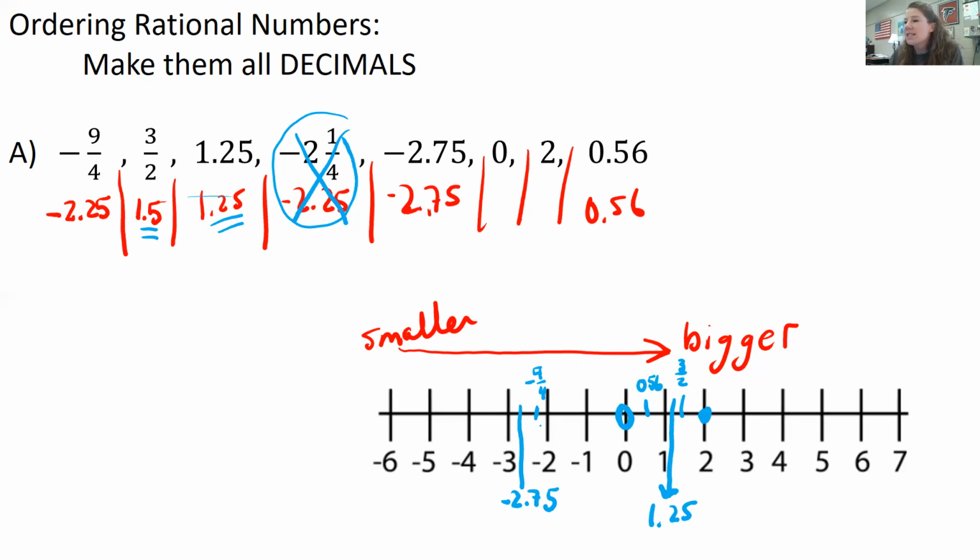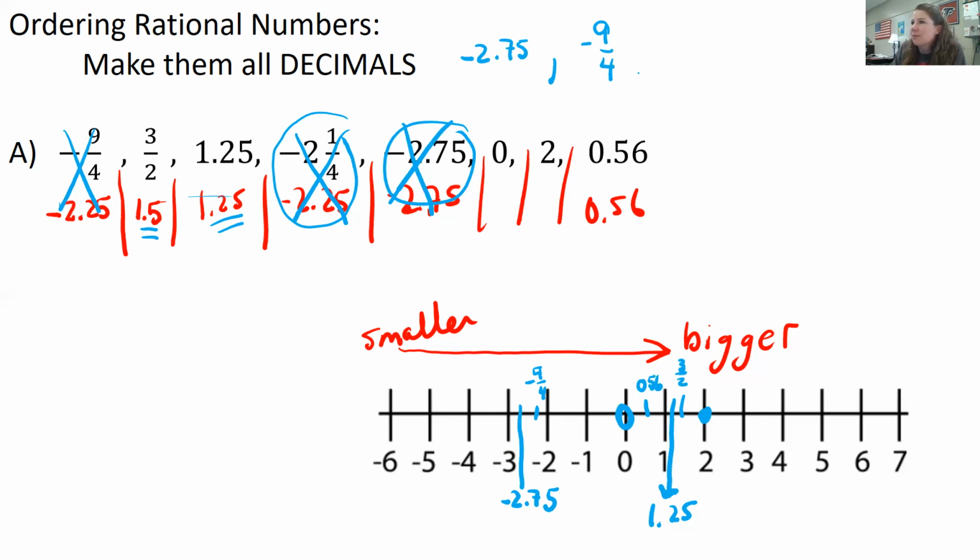All right, so what is our smallest number? In other words, which one is farthest left? Well, farthest left is this one right here. So I'm going to order these. The smallest one is negative 2.75. So I'm done with this one. All right, what's next? Next, we have negative 2.25. So we're going to write it back in its original form. Negative 9/4 is next.